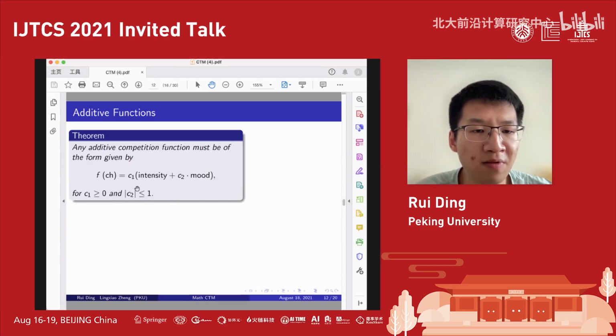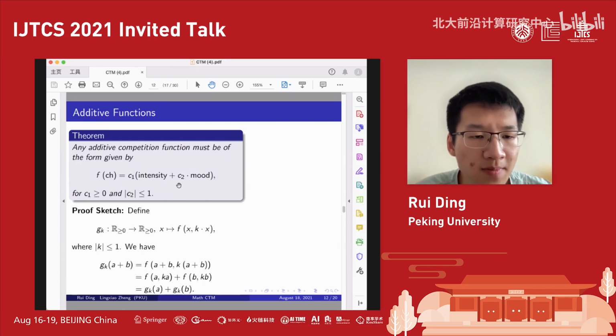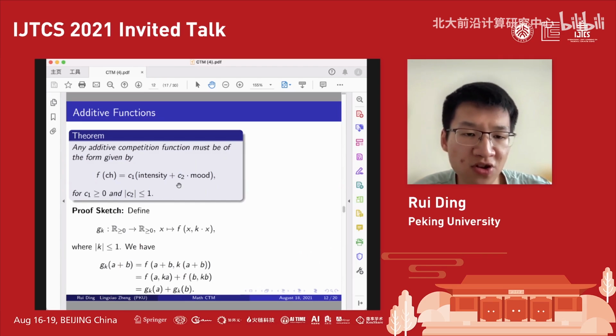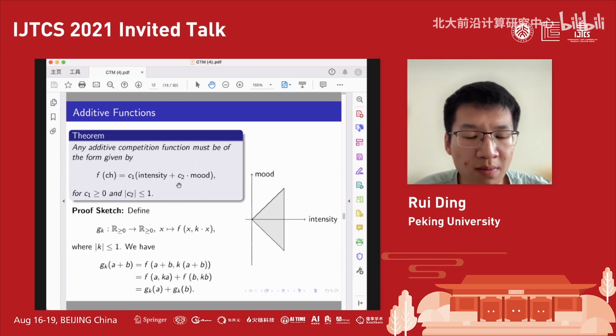formula, where there's some constraint on the coefficients, that is, C1 must be non-negative and the absolute value of C2 must be less than 1. It looks quite like a plain linear function, yeah. So the proof sketch is depicted there.